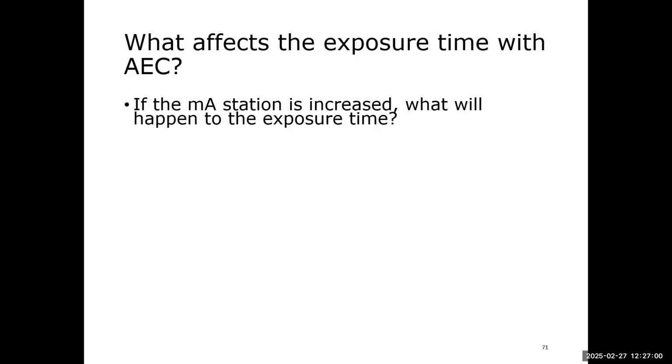Because it's not going to have to stay on as long, right? If we take our mA, let's say from 200 up to 400, then it's just not going to have to stay on as long because the current is higher. It's going to reach that preset charge quicker and cut off quicker. Our overall receptor exposure is going to do what? Stay the same. That's the goal of the AEC and part of the beauty of the AEC. All right.